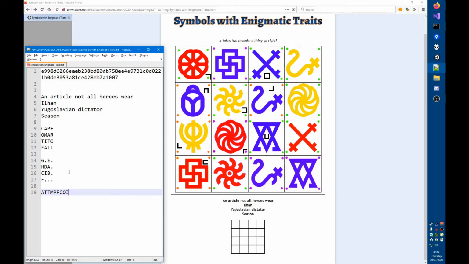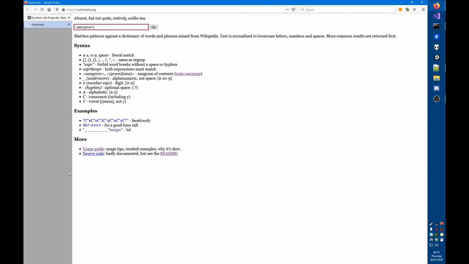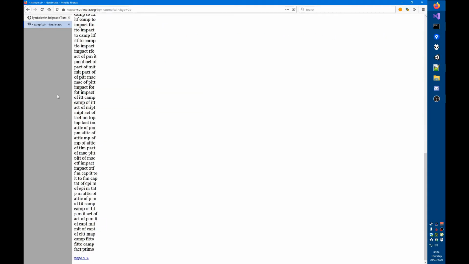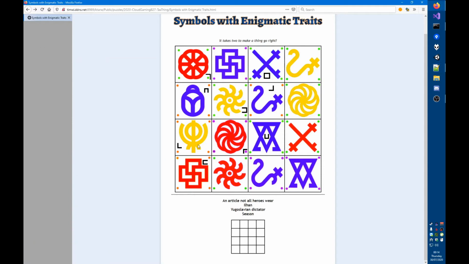Okay. Let me just quickly see if I can anagram this, if I can get something. No, apparently not. Impact of T, yeah, I don't think that's it. Okay, so that's interesting, so maybe that's not it. Alright, so now let's try to find sets.